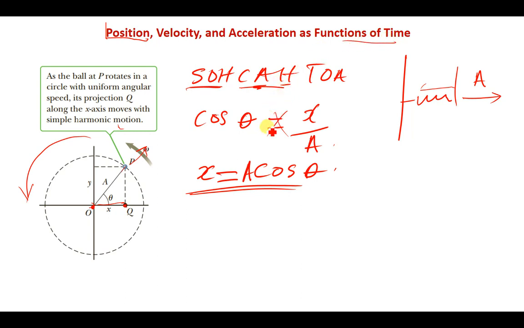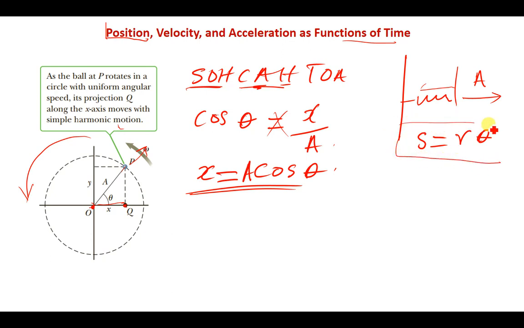So how do we do this now? Remember, when you are dealing with circular motion, we know that the arc length, which is given by s, is just equal to r theta. So the arc length is just equal to r theta. We keep this one, we're going to use it somewhere.